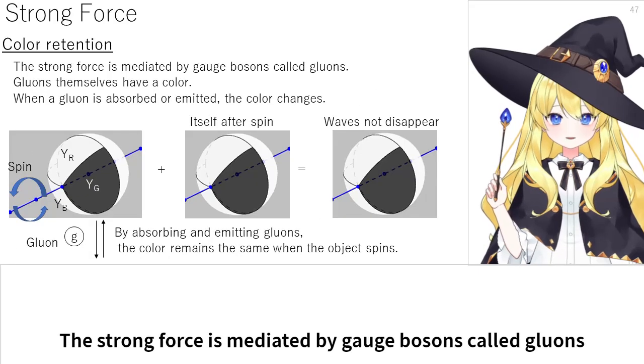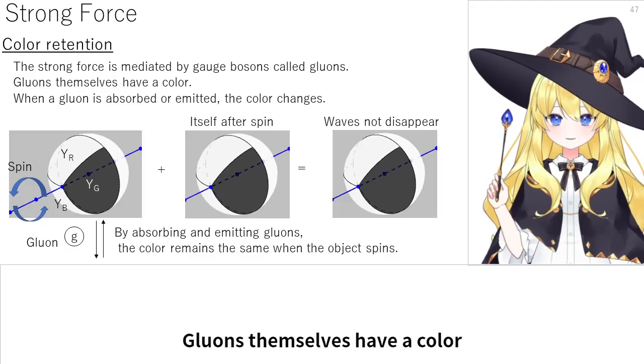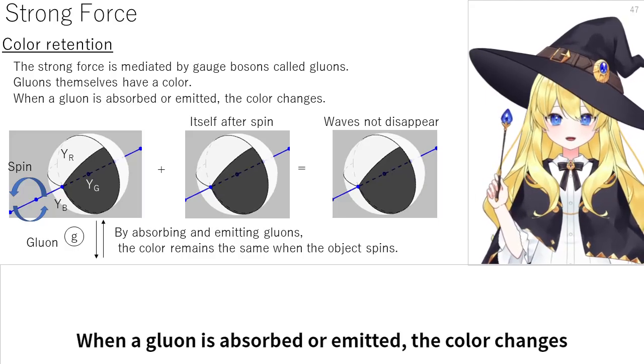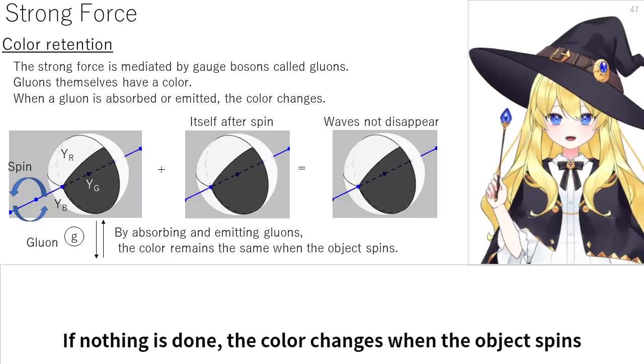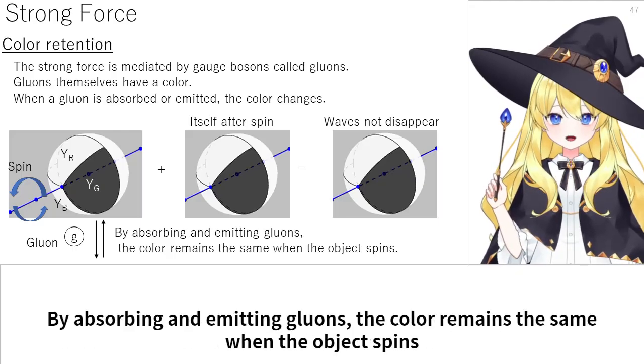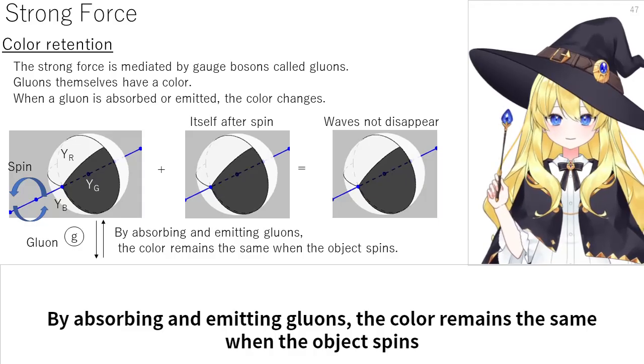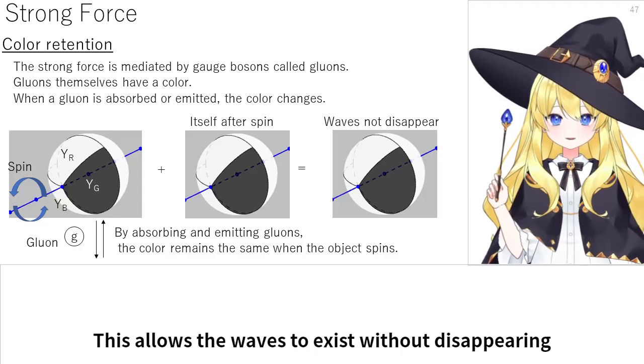The strong force is mediated by gauge bosons called gluons. Gluons themselves have a color. When a gluon is absorbed or emitted, the color changes. If nothing is done, the color changes when the object spins. By absorbing and emitting gluons, the color remains the same when the object spins. This allows the waves to exist without disappearing.